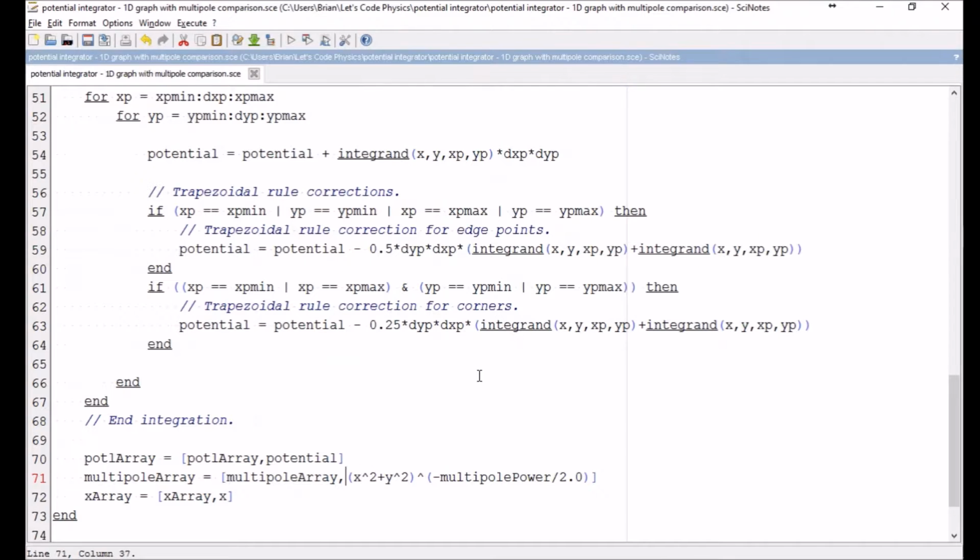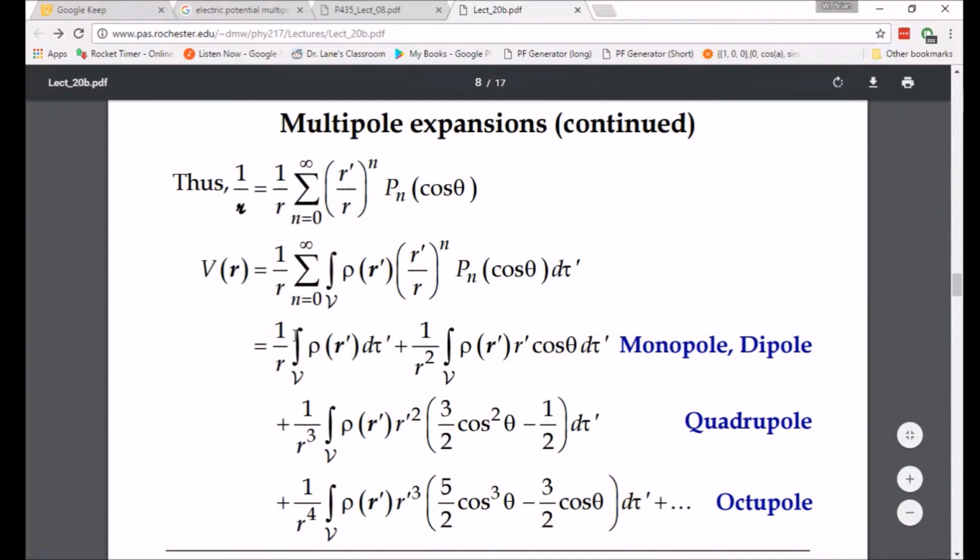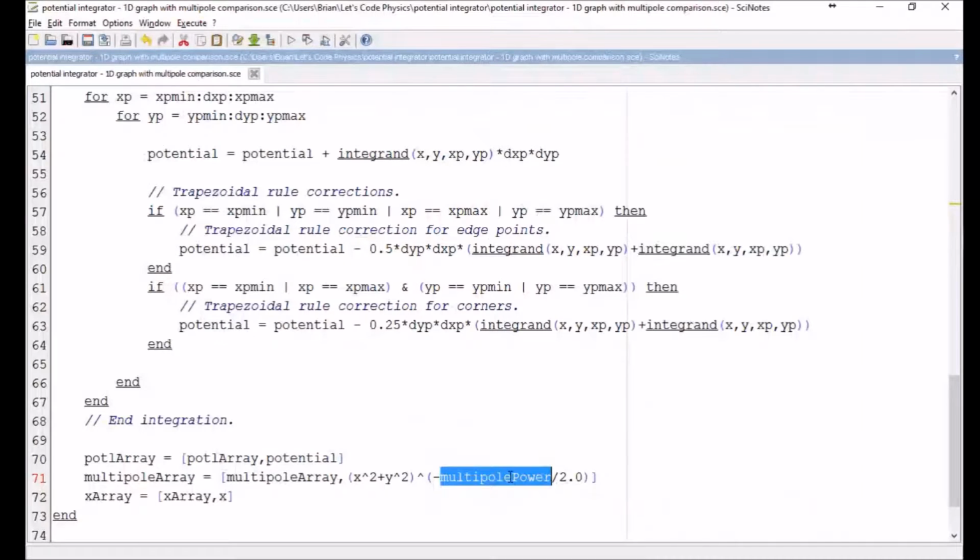And so we're taking this r squared and raising it to a negative power to put it in the denominator. We're raising it to a half power so that it's r and not r squared. And then we're taking this multipole power here so that we're keeping track of whichever multipole term we're interested in. So we're interested first in the monopole term. And actually, let's change this to a times a half just to avoid worrying about integer powers there.